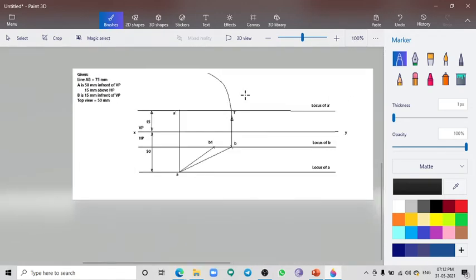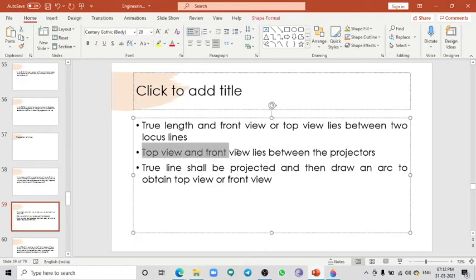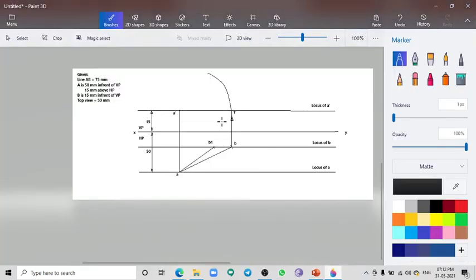Okay, then come to the next condition. Top view and front view lie between the projectors. So this indicates that the starting point and end point of our front view and top view must lie between two lines. So if it is the starting point of our top view, the starting point of our front view will lie directly above the starting point of our top view.